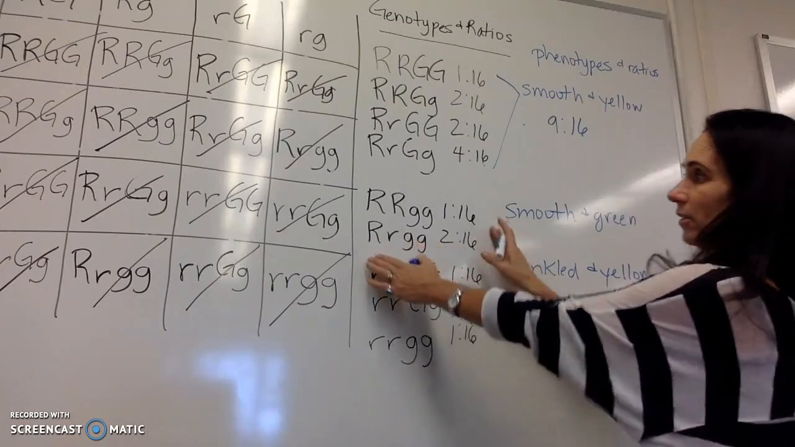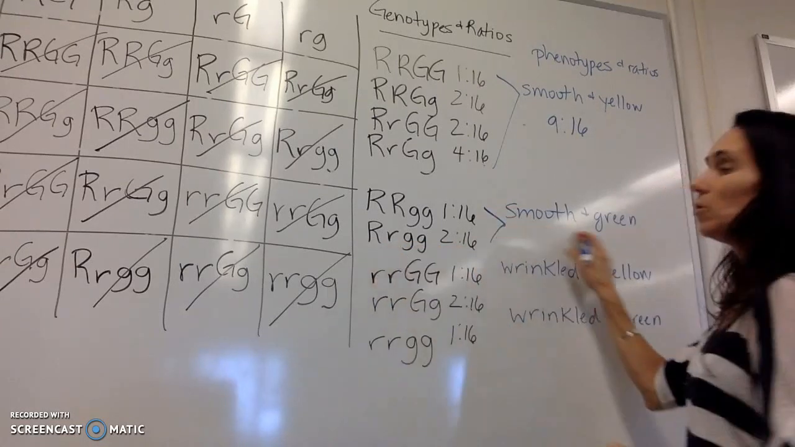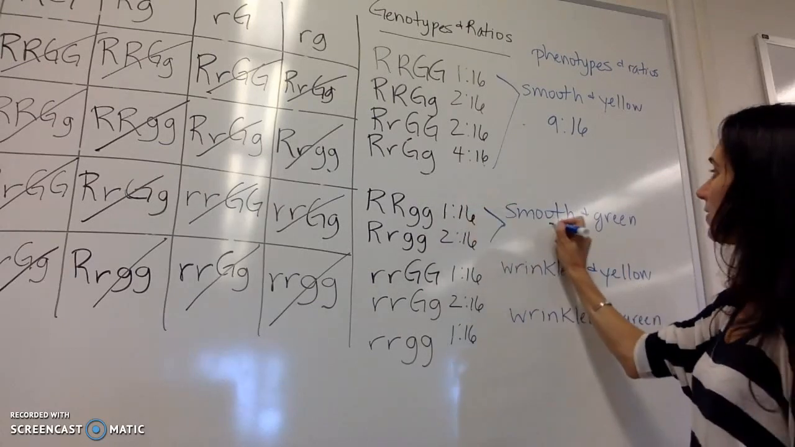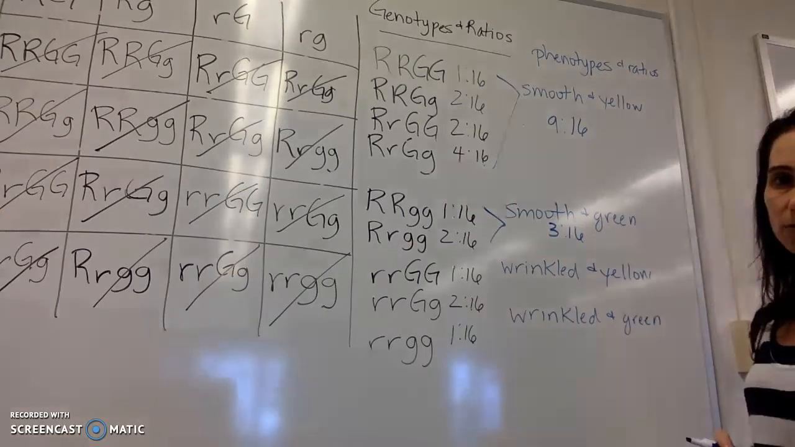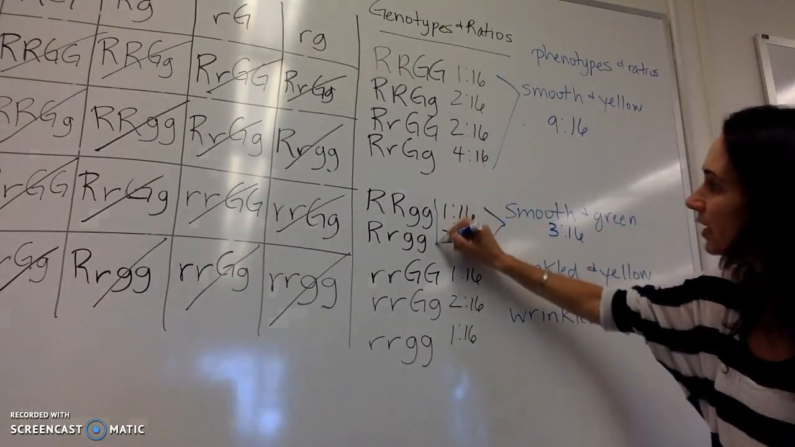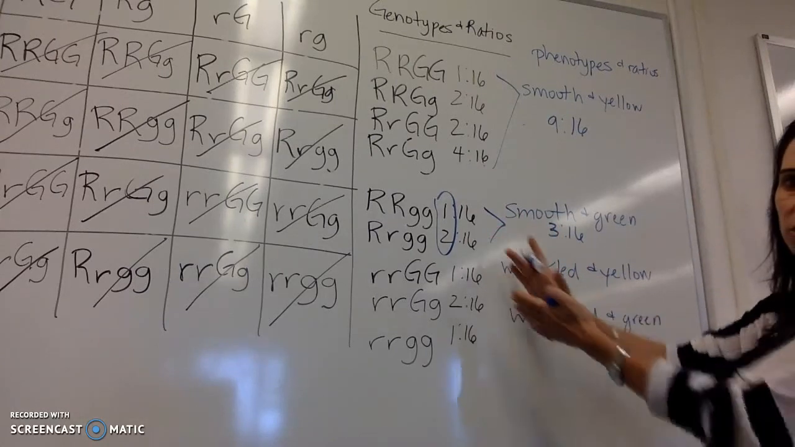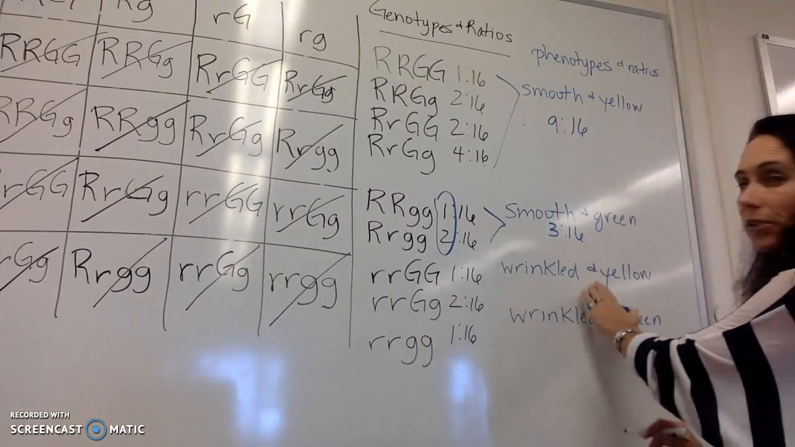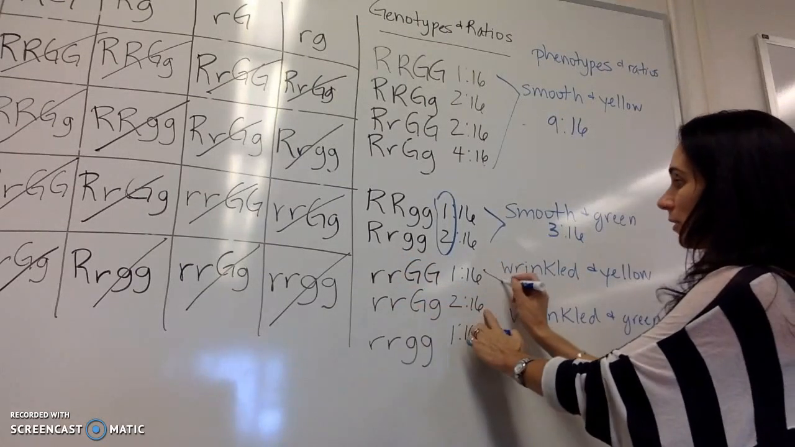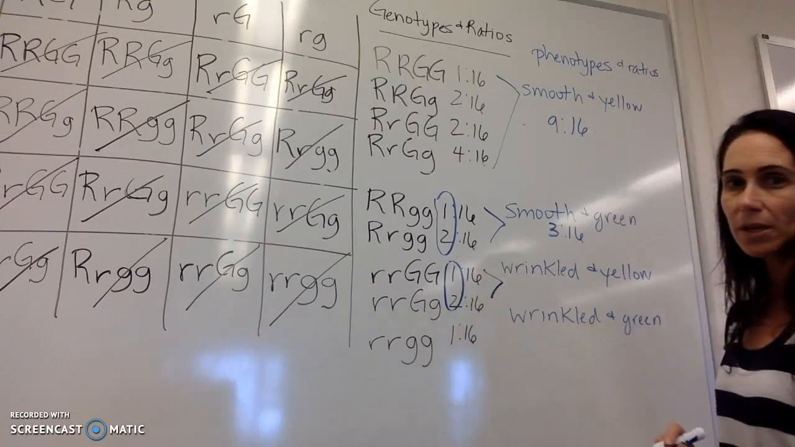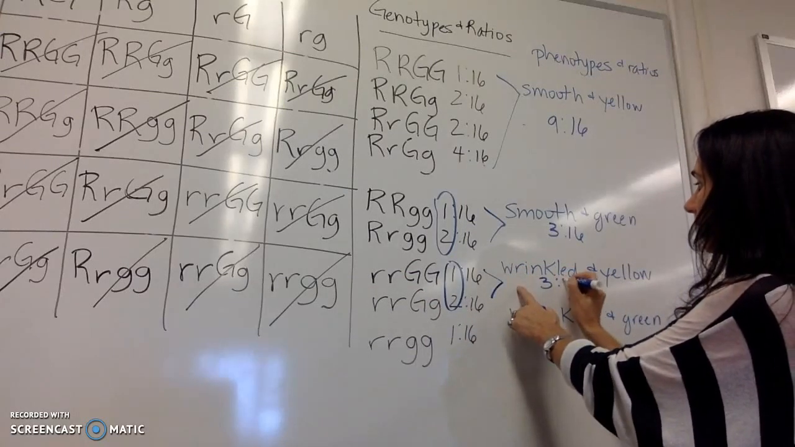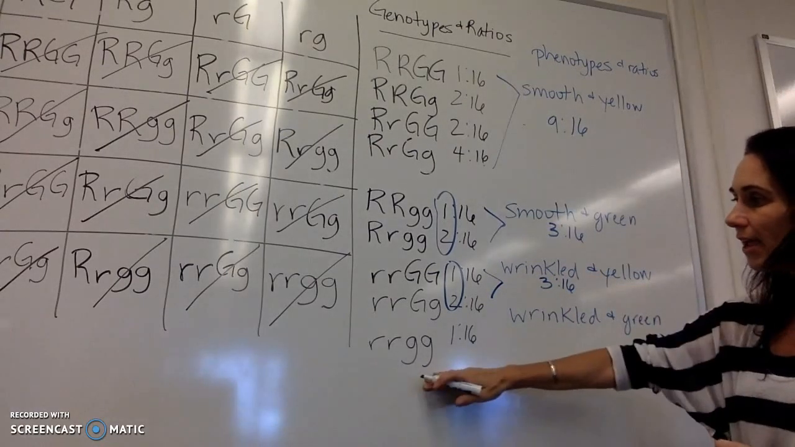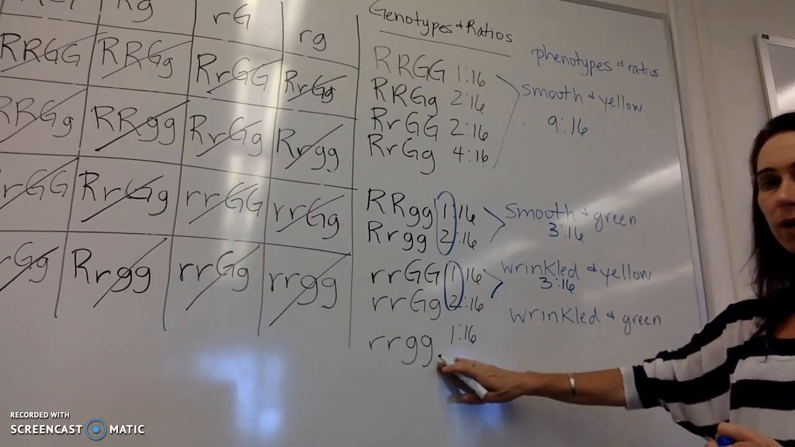Okay? Now, these two genotypes produce the smooth and green phenotype. So that gives us 3 out of 16 times that phenotype appears. You see what I'm doing? I'm adding together the number of times those genotypes appear in the square to produce this phenotype. Okay? Wrinkled and yellow, that's these two. So again, we'll add the number of times they appear, and that will give us 3 out of 16 times that wrinkled and yellow appears in the Punnett square. And finally, wrinkled and green, 1 out of 16 times.